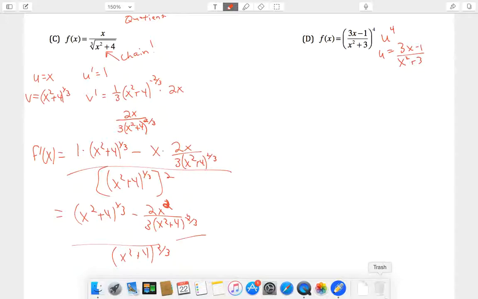Okay? Alright, I will post a worksheet for you to work on. We will have a quiz tomorrow. I will post solutions. We have a quiz tomorrow over chain rule, and we are doing implicit tomorrow.